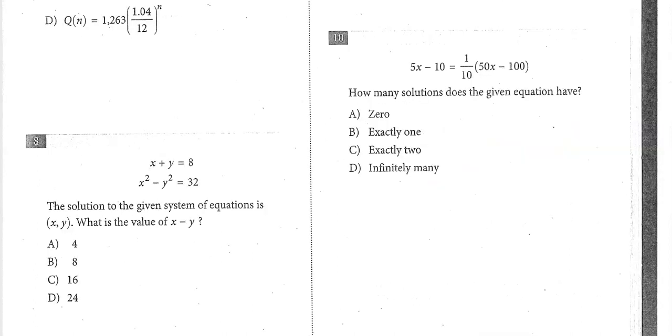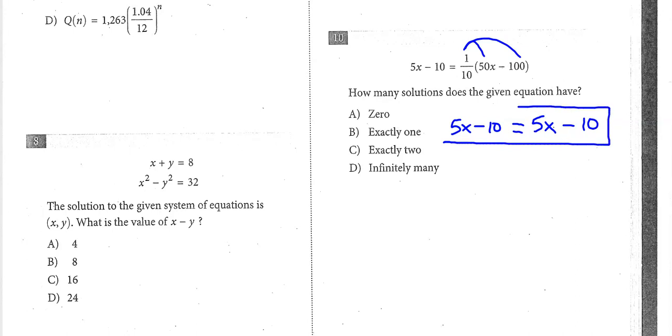All right, number 10, looks like we have a linear equation. X is on both sides. How many solutions does this have? So something freaky is probably going to happen on this one. If I distribute this 1/10, on the left, 1/10 of 50, that means divided by 10, I get 5x. 1/10 of 100 is 10. And it looks like I have the exact same equation on the left and the right. So whenever you have the exact same equation, that means you can plug in any x you want. It's always going to be true. So the correct answer here is D, infinitely many.